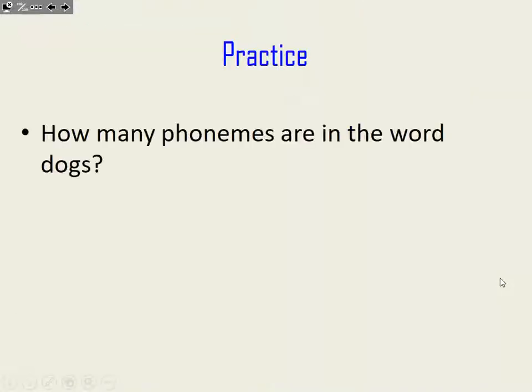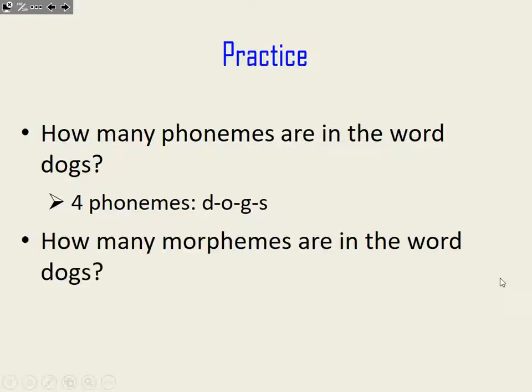Okay, so let's do a little bit of practice. How many phonemes then would be in the word dogs? Try that out. If you came up with the number 4, you would be correct. D-A-G-Z. Now, staying with dogs, how many morphemes are in the word dogs? If you came up with 2, that would be correct. Dog, there's a meaning with that, and then the S means there's more than a 1.